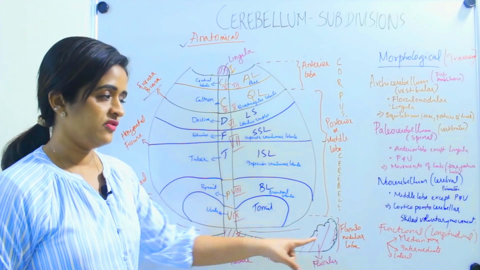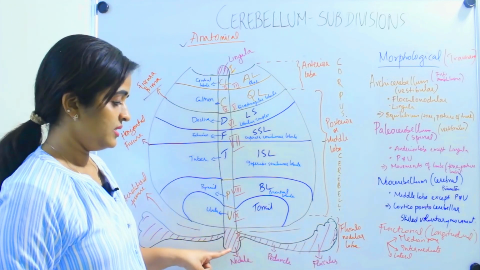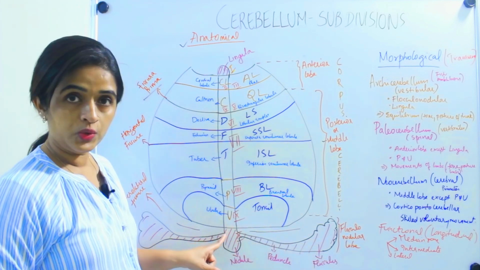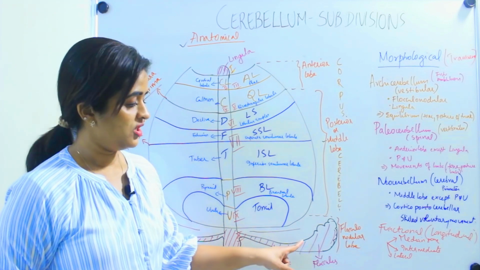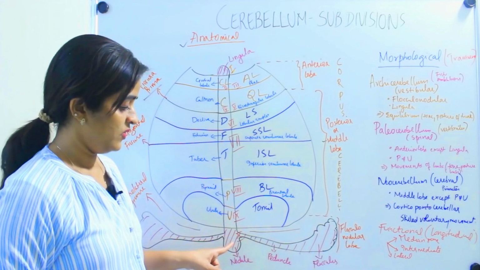Now coming to the flocculonodular lobe, that is actually a nodule of the vermis along with the peduncle which connects the flocculus with the nodule.